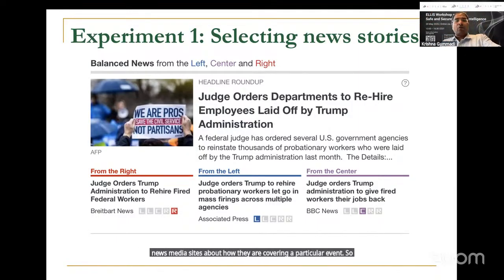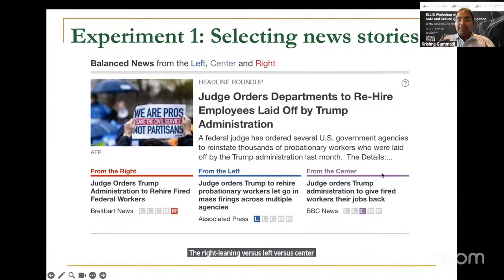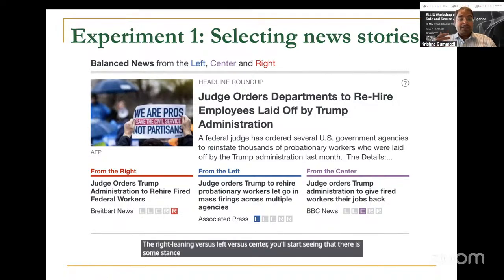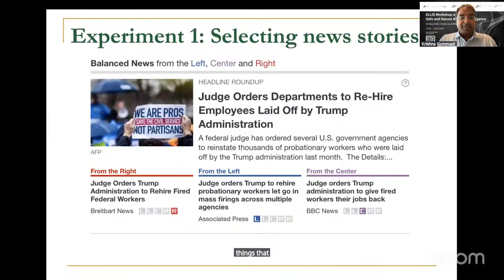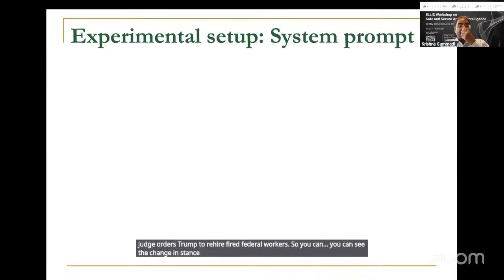So for example, here they're talking about a judge ordering the Trump administration to rehire some employees that have been laid off. And if you look at the titles that are given by the right-leaning versus left versus center, you'll start seeing that there is some stance that these articles are taking, even though they're talking about the exact same thing. So for example, from the left, it says, judge orders Trump to rehire things that were let go in mass firings, whereas the right says the judge orders Trump to rehire fired federal workers. So you can see the change in stance.